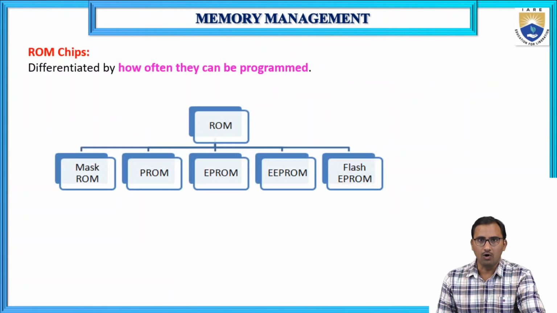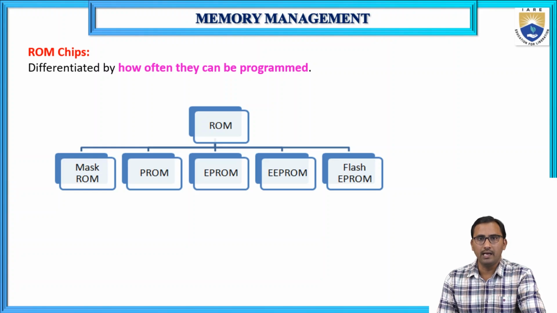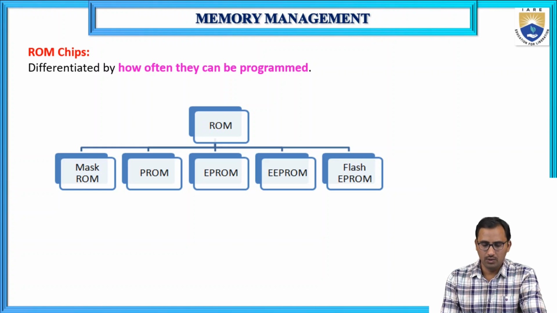And coming to the ROM chips. The computer's memory is mainly divided into two types. The first one is ROM and the second one is RAM. We have different types of ROM chips, and these are differentiated by how often they can be programmed. Based on how often they can be programmed, the ROM chips are classified into various types. The first one is the masked ROM.